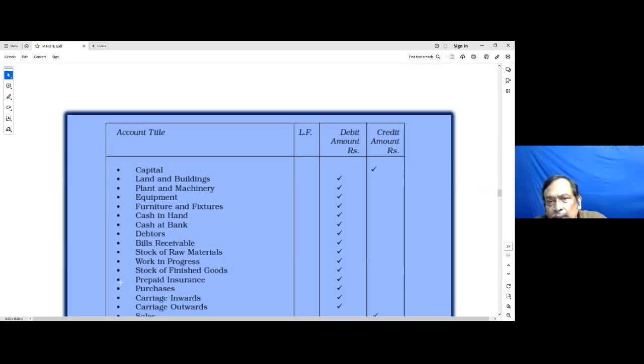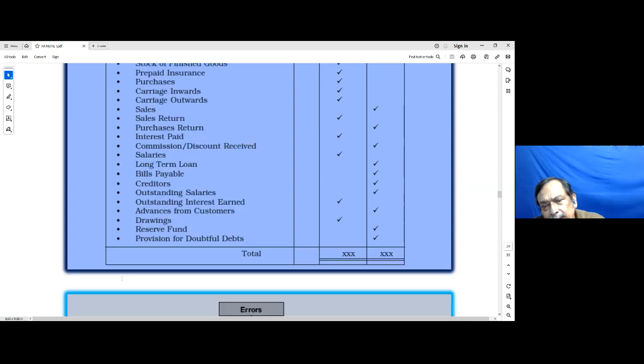Now, what I have said, this particular trial balance shows the arithmetical accuracy, that is, whether total debit is equal to total credit or not. But there are certain errors which cannot be detected by the trial balance. And for that reason, we are going to discuss the various errors which are not detected by the trial balance, and what type of rectification entries we are going to pass.